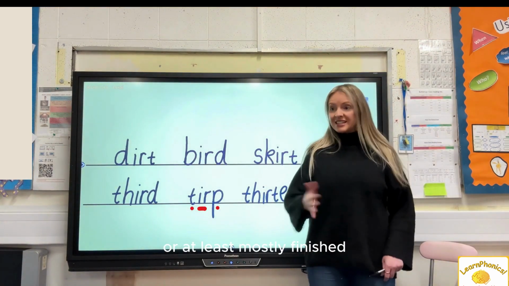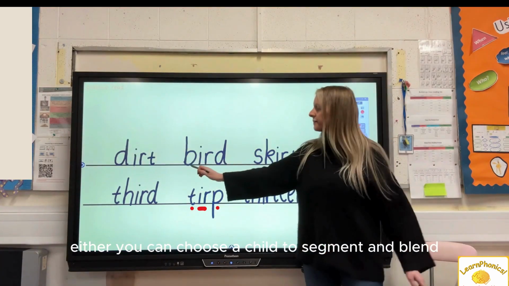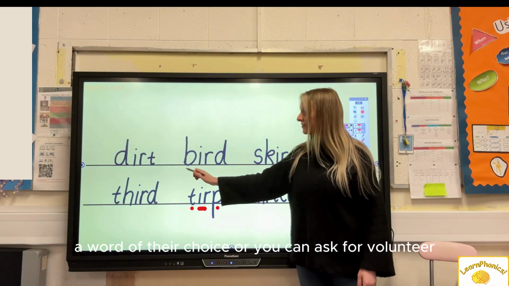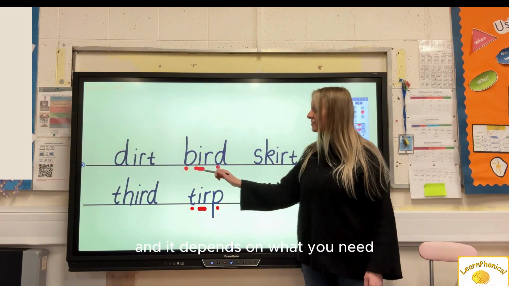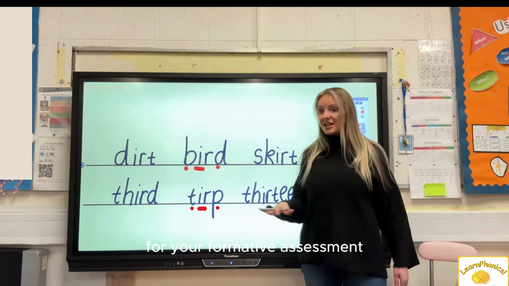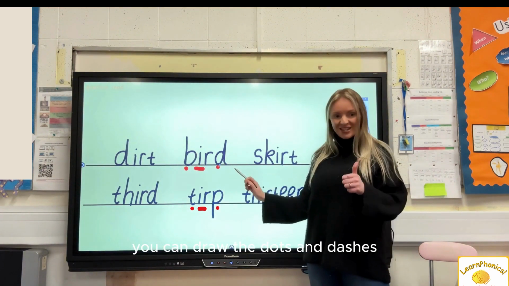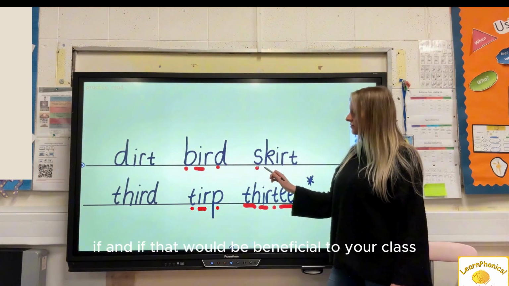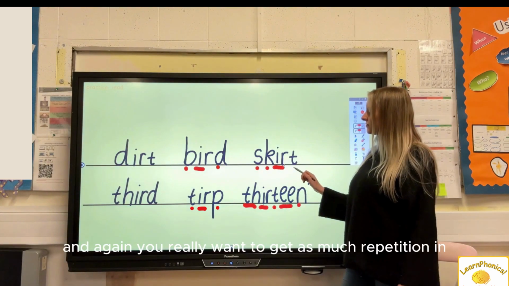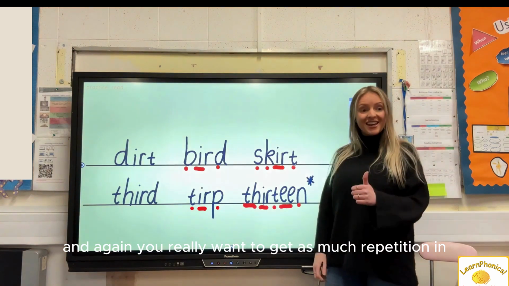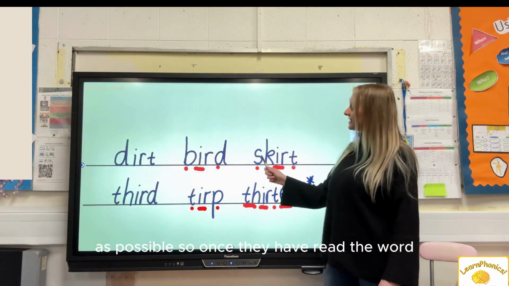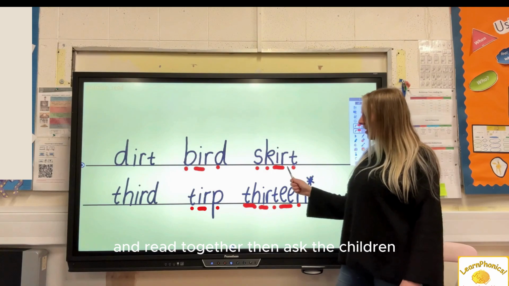Once they have all finished, or at least mostly finished, either you can choose a child to segment and blend a word of their choice, or you can ask for a volunteer. It depends on what you need for your formative assessment. As the child is reading, you can draw the dots and dashes if they're segmenting and blending, if that would be beneficial to your class. And again, you really want to get as much repetition in as possible. So once they have read the word, then ask the whole class to sound out the word and read together.